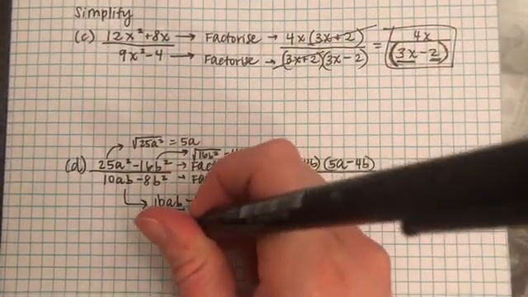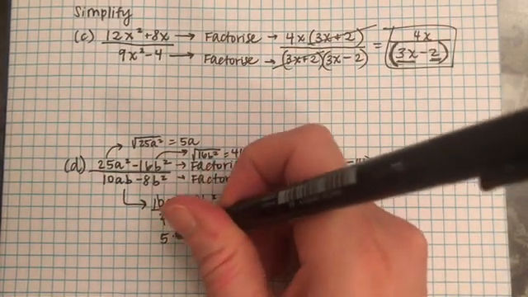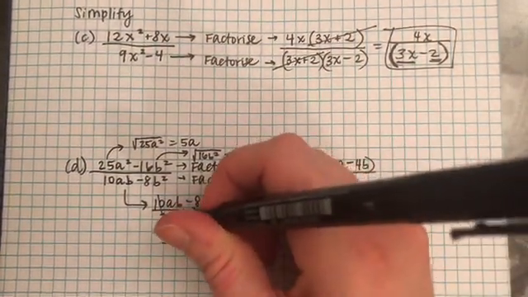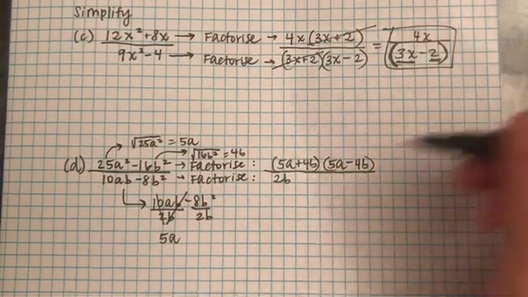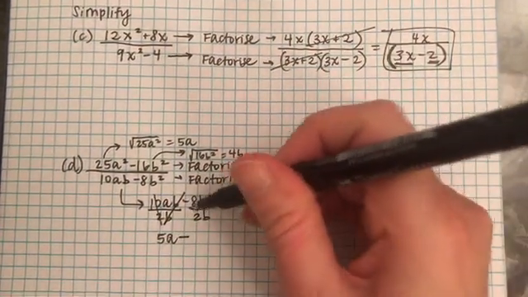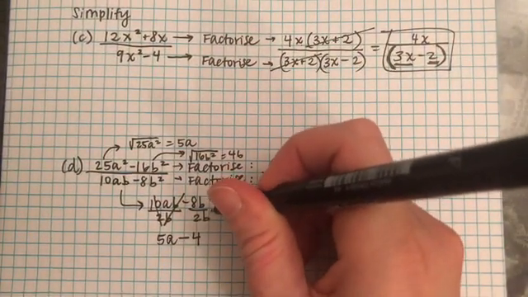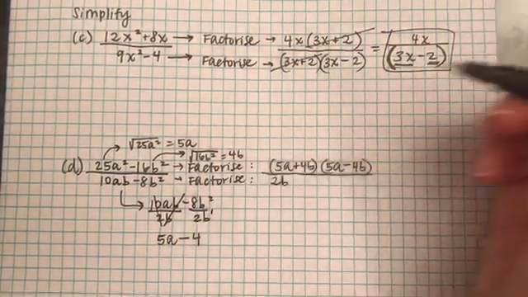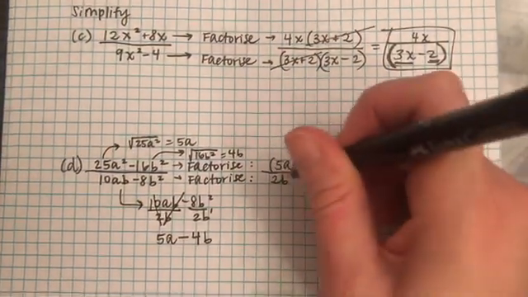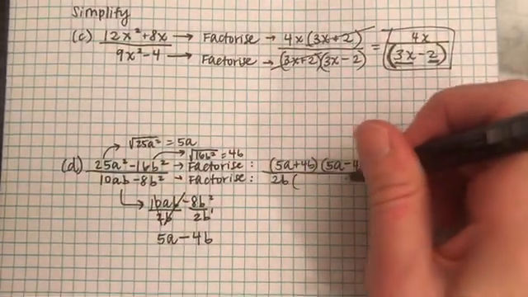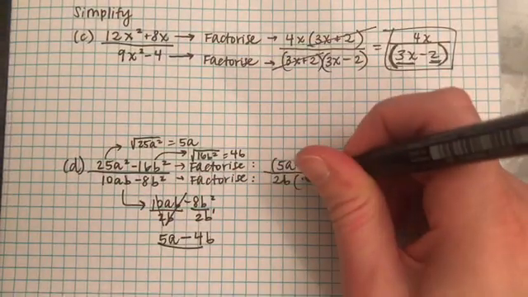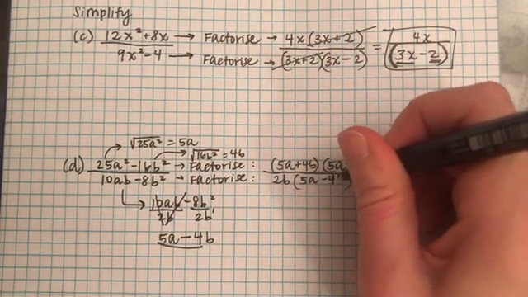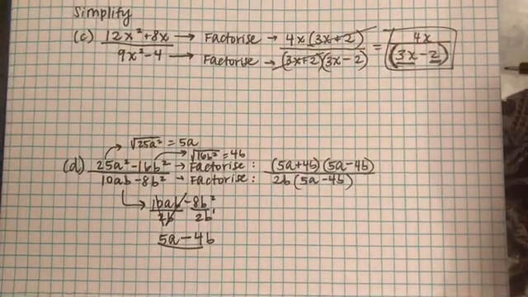10 divided by 2 is 5. A divided by no a would just leave you with a. B divided by b goes away. And then bring down the minus. 8 divided by 2 is 4. B squared divided by b, imagine there's b to the invisible 1 power, would be b. So you're left with this expression in brackets, right? Because we factorized out that 2b.